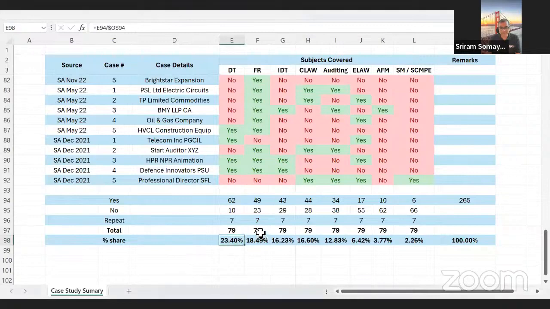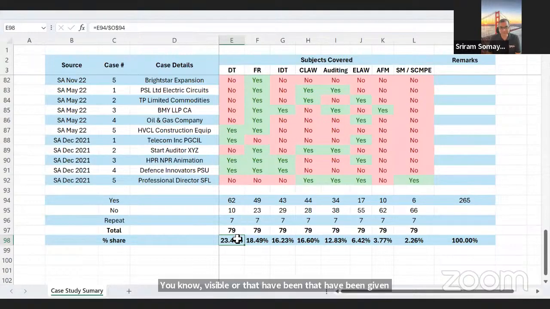So if you look at this, we have actually tagged each of the case studies to the questions that are visible or that have been given in the case study. So if you look at it, questions of DT are there roughly in about 23% of the cases, right? So overall, there are about 79 cases. DT is covered in 23% of the cases.